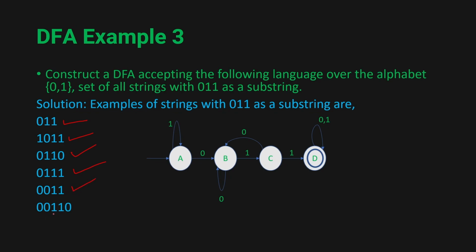What about 0, 0, 1, 1, 0? You are in state A, you get 0, you go to B, you get another 0, you are in state B itself, then you get 1, correct? You go to state C, then you get another 1, you go to state D, here you get another 0, and you are in state D. Is it a final state? Yes. So hence this string is also accepted. So this is how we solve the example.